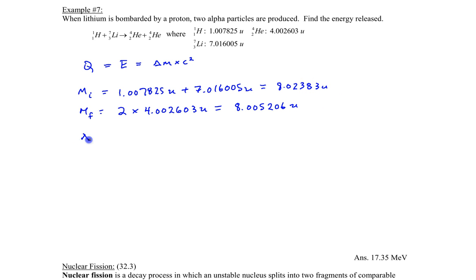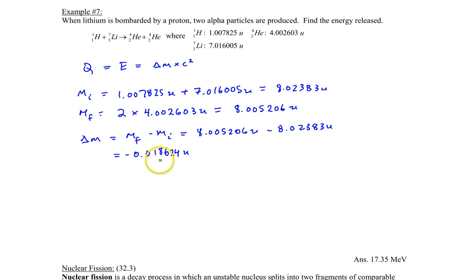So now let's find that change in mass. We're going to subtract the larger mass, which is our initial mass, from our final mass. So that is 8.005206 u minus 8.02383 u. And we get a mass defect of negative 0.018623 u. Actually, it's supposed to be 0.018624 u. And now we're going to calculate that energy, which is negative delta m times c squared.